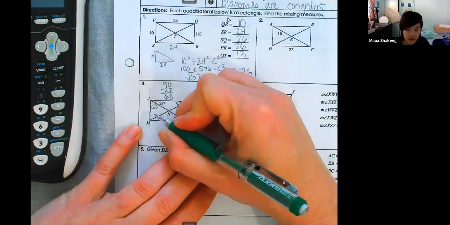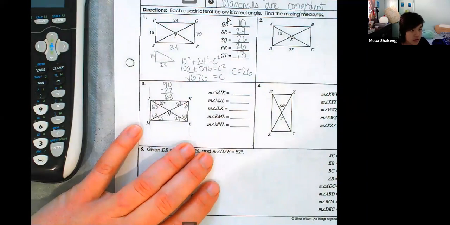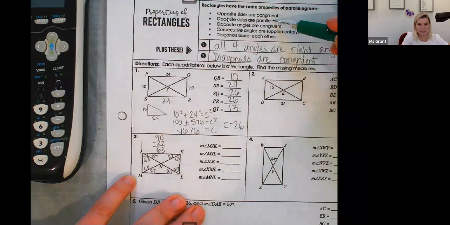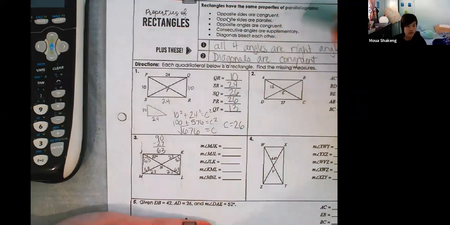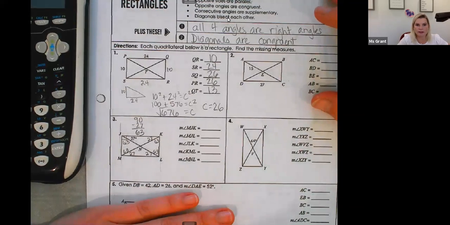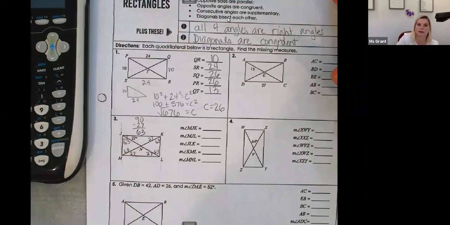Miss Grant, how do you determine whether they can be parallel lines or not? Oh, it's part of my property. Opposite sides are parallel. And a rectangle has parallel lines. Oh, okay. Thank you. Yeah. So I got all my angles filled in. Now all I have to do is just go through and do the blanks.